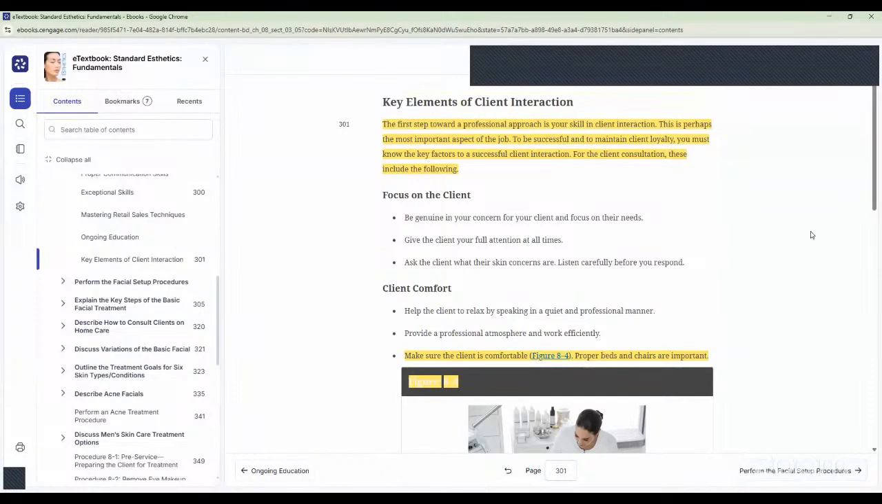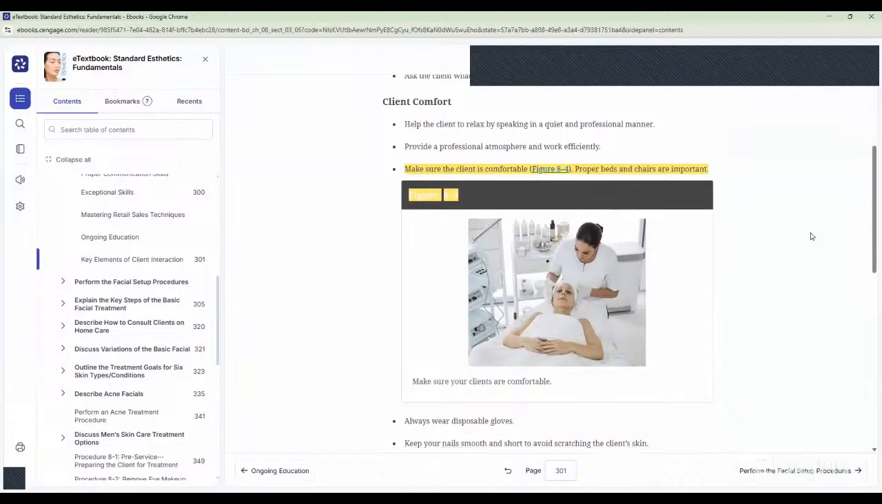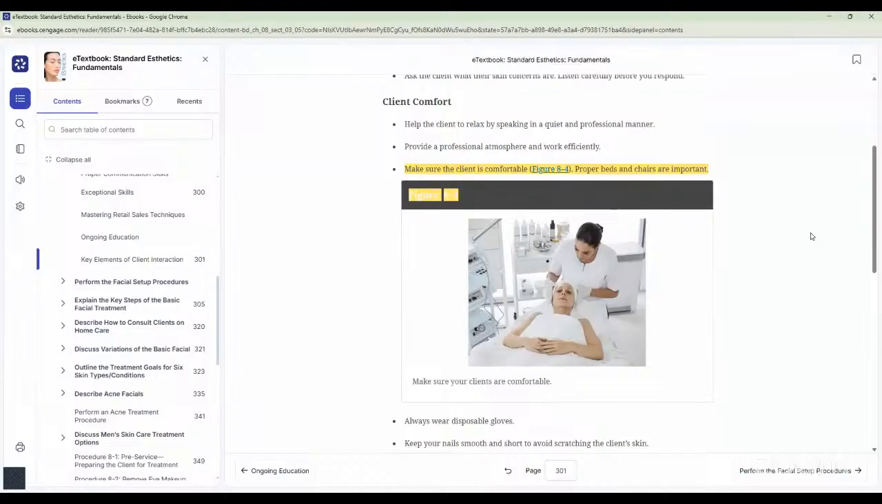Make sure the client is comfortable. Proper beds and chairs are important as well. And please note weight requirements and weight management when it comes to what your bed can hold. If you have certain clients, you need to have things posted. And as you move into a professional atmosphere, there are companies that specialize in larger beds or beds that hold more weight. You want all clients to be comfortable.